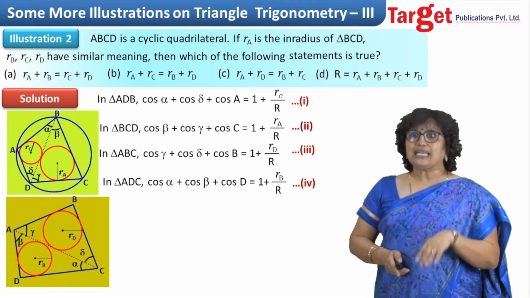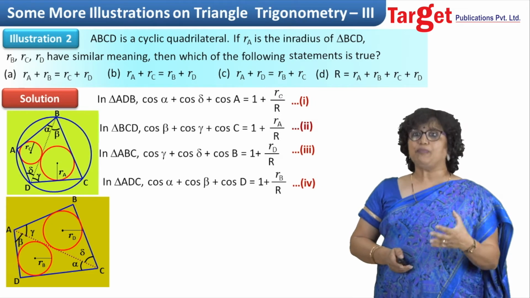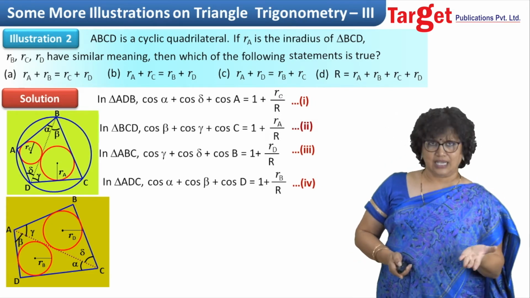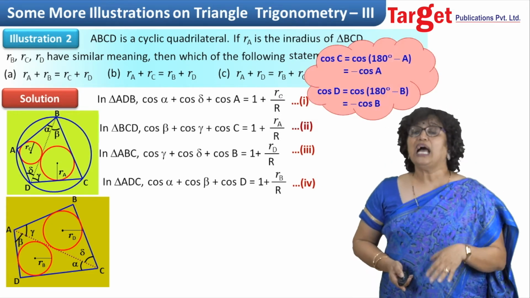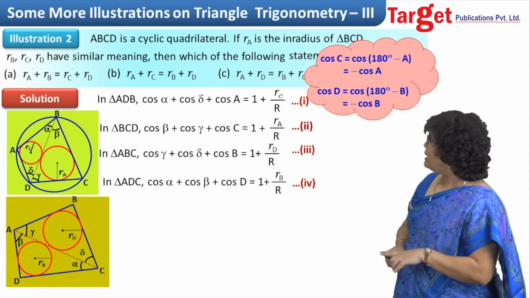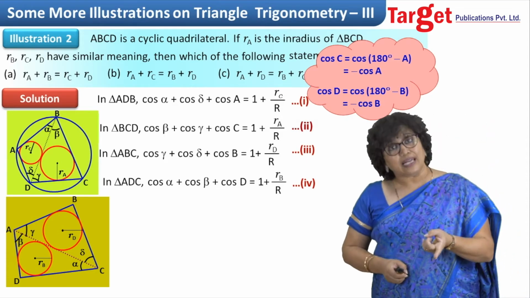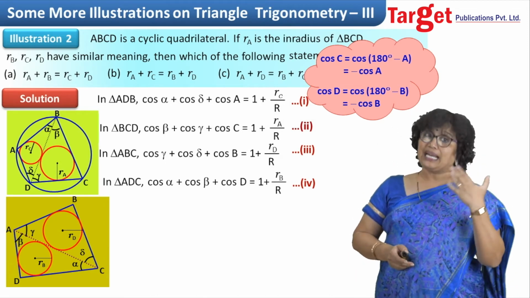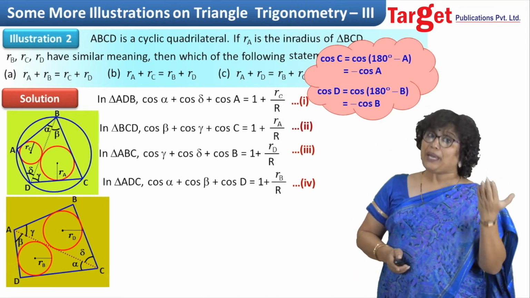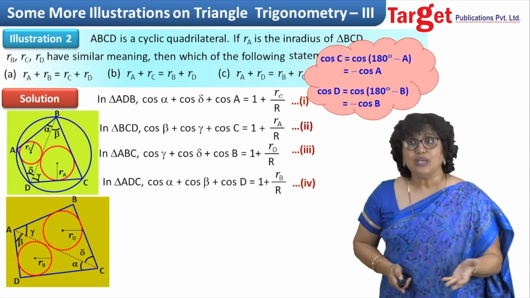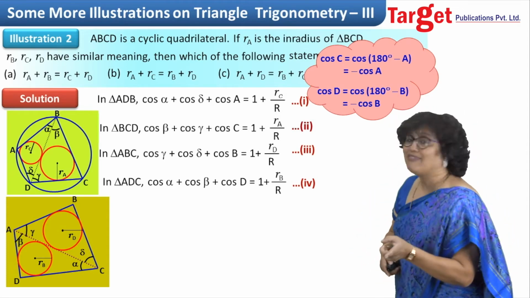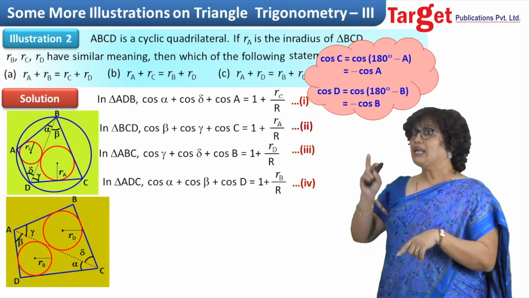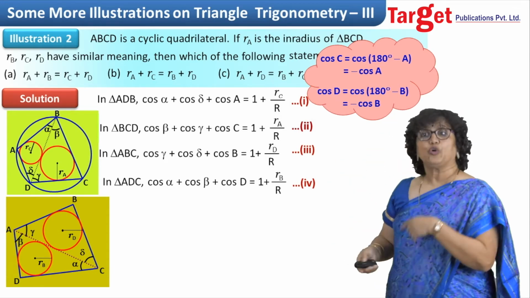I realize that there is a relation between angle A and angle C, angle B and angle D. And what is that relation? That basically since ABCD is a cyclic quadrilateral, hence angle A and angle C, they have relation. Angle B and angle D, they have relation. What is the relation? That cos C will turn out to be minus cos A and cos D will turn out to be minus cos B.